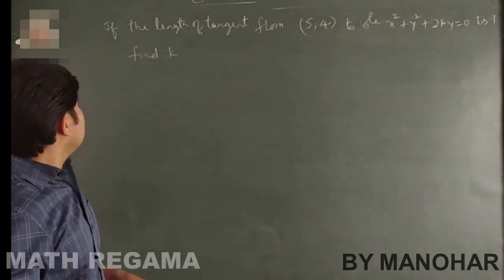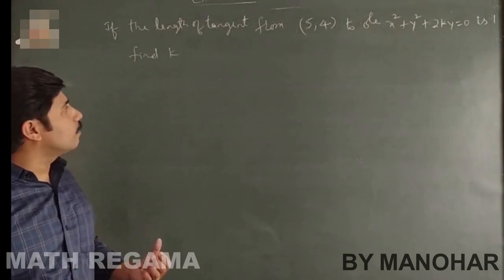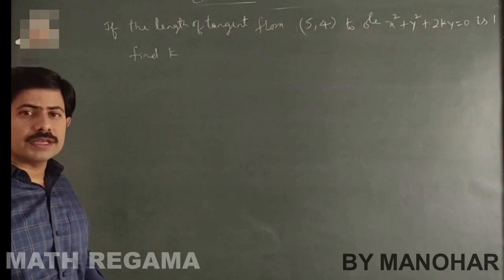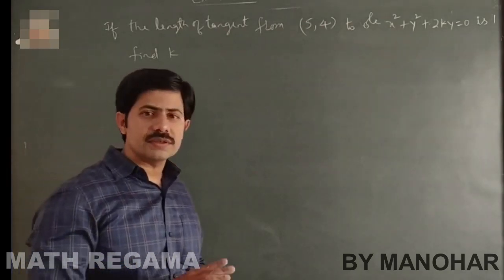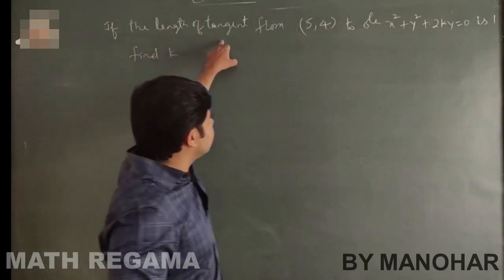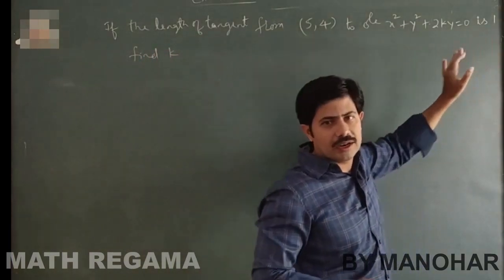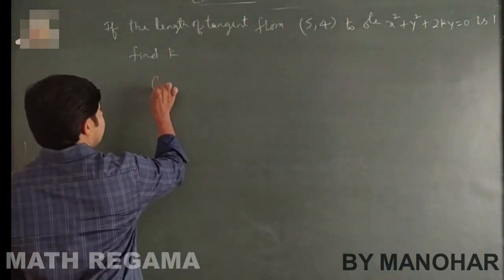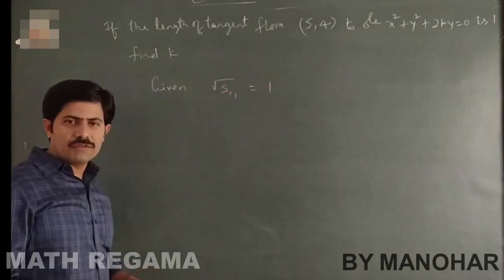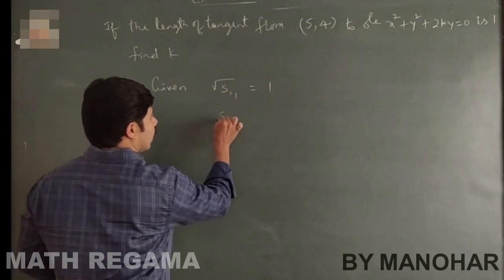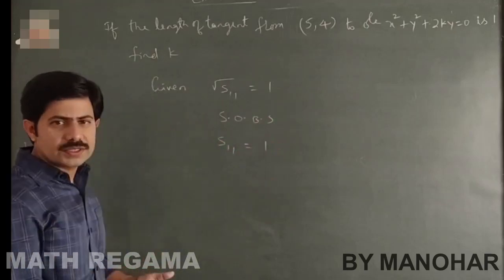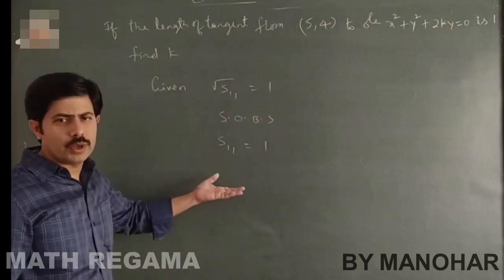Next question. If the length of tangent from (5, 4) to the circle x² + y² + 2ky = 0 is 1, you have to find the value of k. Here the length of tangent is given as 1. That means it is given that root S11 is 1. Now square both sides. So we get S11 is equal to 1², which is 1. To eliminate the root we are squaring.